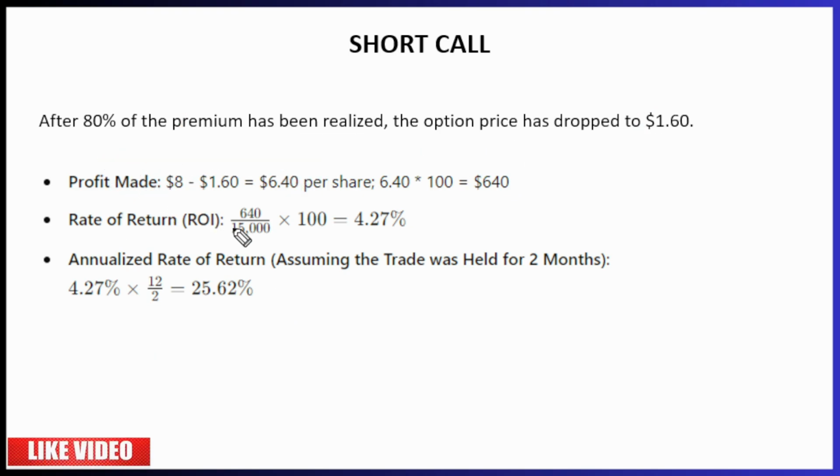Our rate of return, of course, in this case, the broker asked us to have as buying power required $15,000. We made $640, so 4.27% rate of return, or return on capital, whatever you guys want to call it. Okay. And of course, now you calculate the annualized rate of return for 2 months. That's how long we held this option. You can do that for 1 month, you can do 14 days, it doesn't matter.